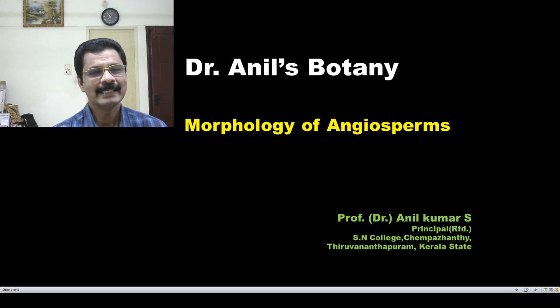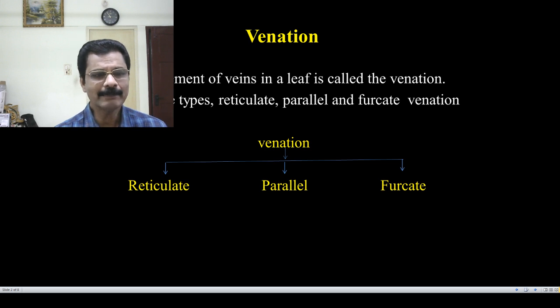Today, let us see the venation. As you all know, there are three types of venation. What is venation? The supply of veins in the lamina is called venation. The supply or the mode of arrangement of veinlets in the lamina is called venation.